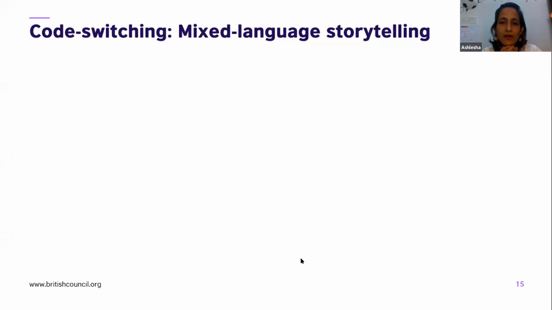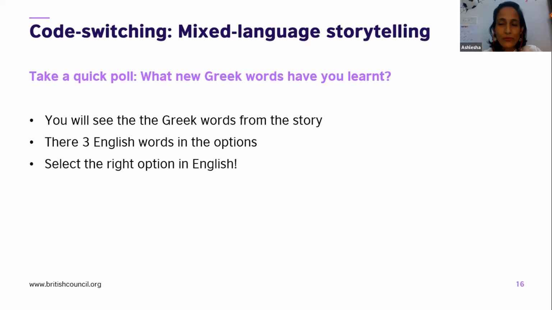I want you to now go back, think about what are the different words that you came across. On your screen, you will see a short poll, okay? In the poll, I will give you the Greek words that you hopefully would have heard during the course of the story. And there will be 3 options in English. We need to select the right option to check which word matches the Greek word the best. Okay? Give me a minute while I share the poll. All right. I hope you can all see the poll on the screen. There are 3 options. Choose the one that best fits the word.